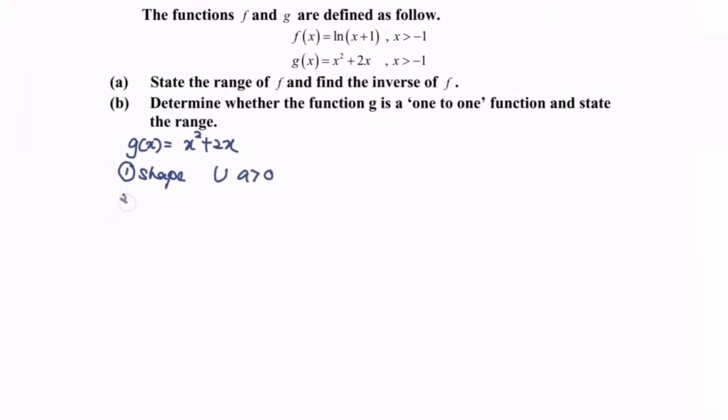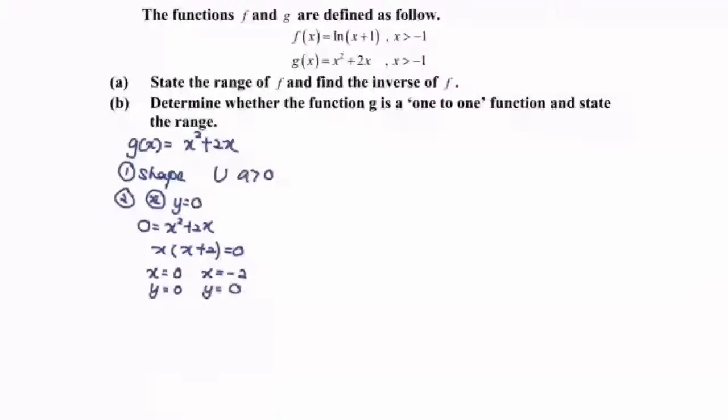Second step, I'm going to find the intersection. If you look for the x-intercept, so y will be equal to 0. So 0 is equal to x squared plus 2x. Factor the expression: x multiplied by x plus 2 equals 0. So x will be equal to 0 and x is equal to negative 2. If x is equal to 0, the y is equal to 0 for both values. So there will be the points 0, 0 at the origin and negative 2, 0.